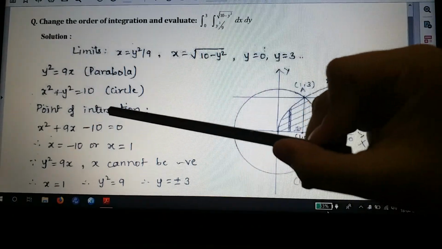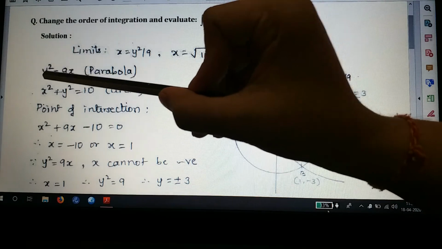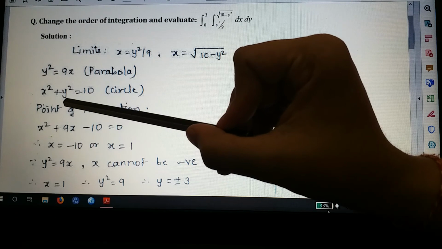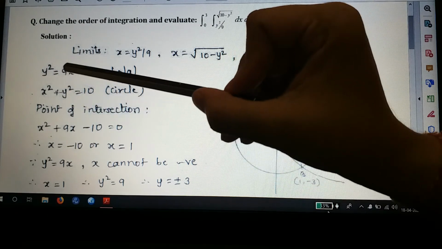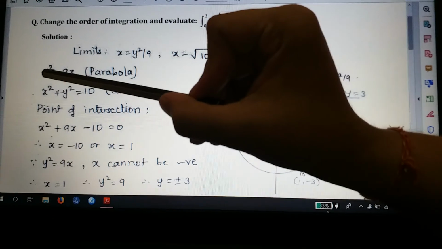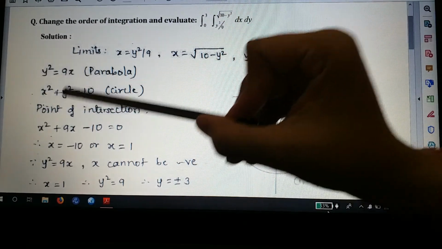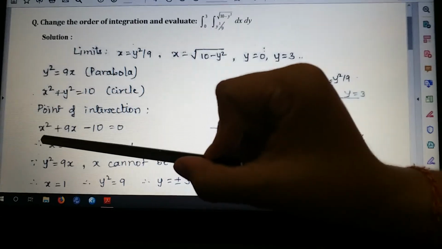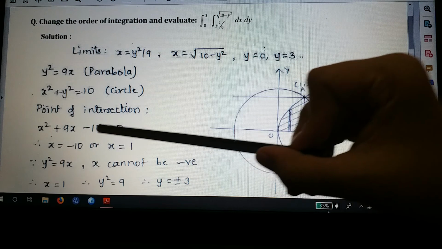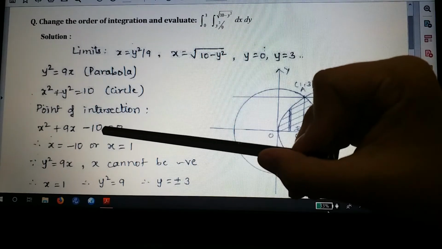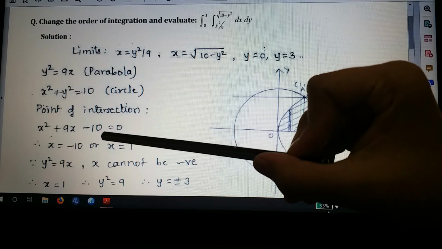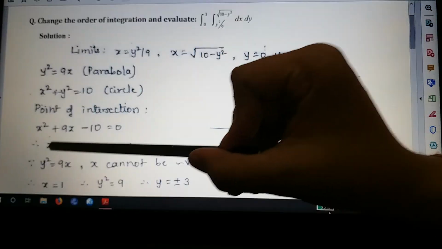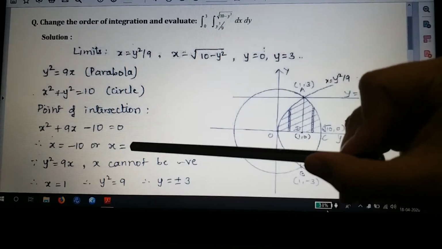Okay. To find the point of intersection, we will put y square as 9x in this equation of circle in place of y square. So in place of y square, we are going to put 9x. So x square plus 9x will be equal to 10. Take this 10 on the other side, we get x square plus 9x minus 10 is equal to 0. This is a quadratic equation which can be easily solved to get the roots, and if you solve it, you will find that x is either minus 10 or x is 1.